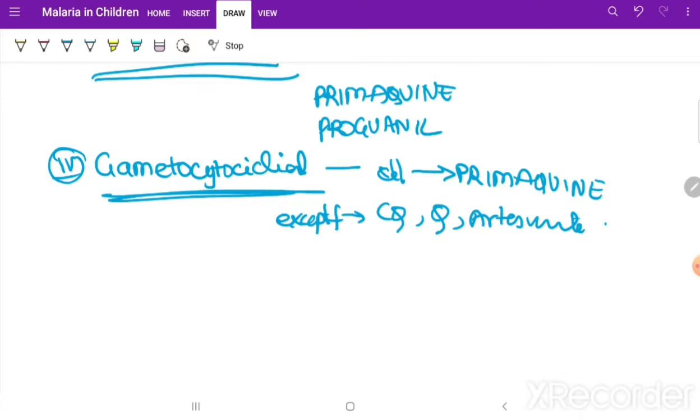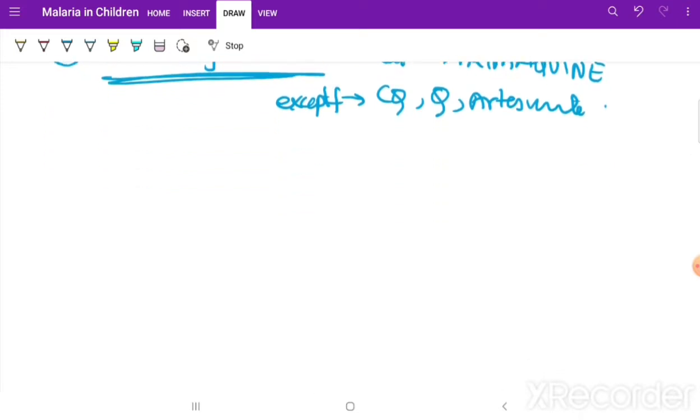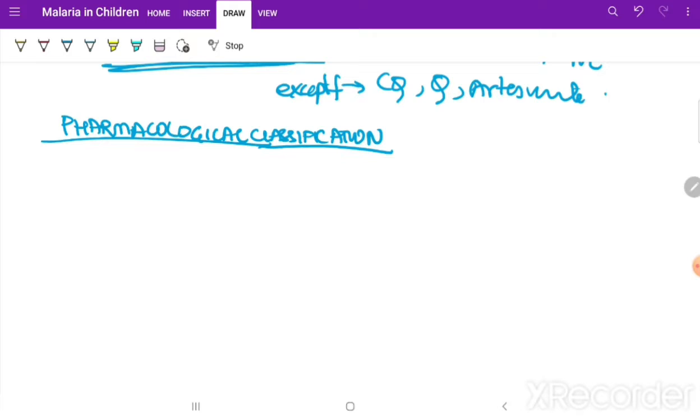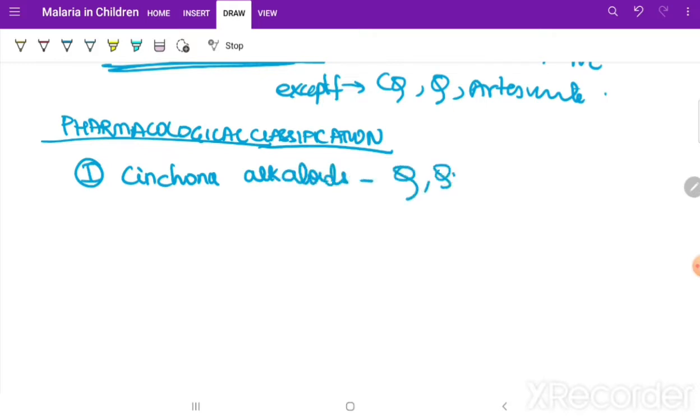All right. Coming next to, I know this could get a little boring. This is again second year revision. Chemical classification, that is the pharmacological classification. In pharmacological classification, we will be saying first what are the Cinchona alkaloids. Cinchona alkaloids are quinine and quinidine. Then second is quinolone derivatives.